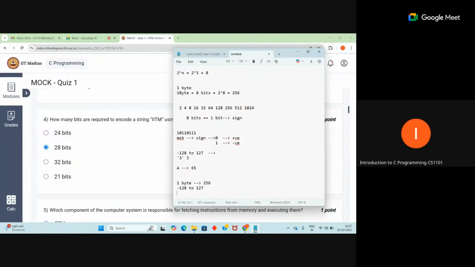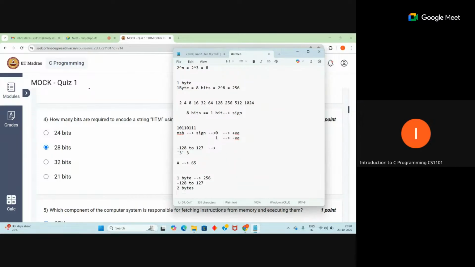If you are representing your data using 2 bytes, in that case it will accept the values between minus 32,768 to 32,767. Any integer between this range, it will accept, if we use 2 bytes of memory to represent your data.